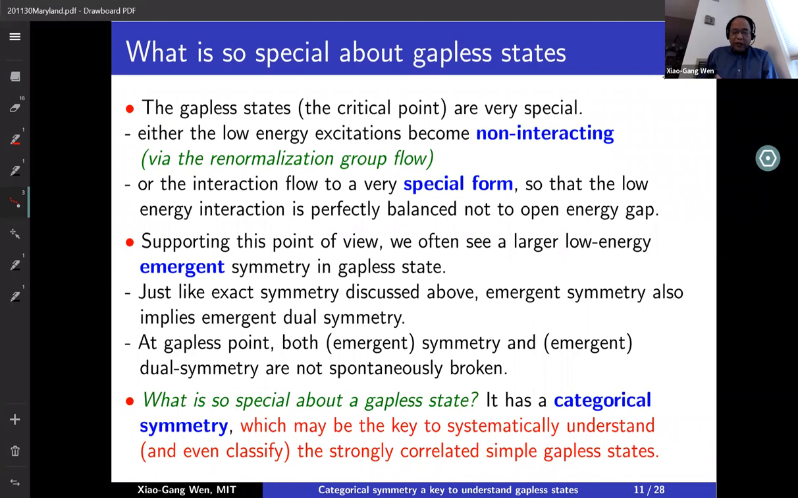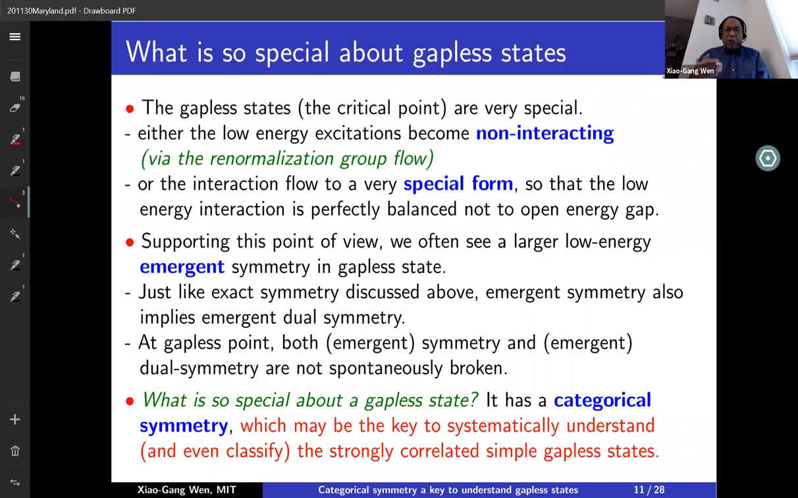So this really led to the general picture. The symmetry and the dual symmetry together, including possible emergent symmetry and the emergent dual symmetry together, they are not spontaneously broken at the gapless point. And we feel that it is this combination of the symmetry and dual symmetry, or this categorical symmetry, that is what's so special about the gapless states. Okay, so that is a thing.